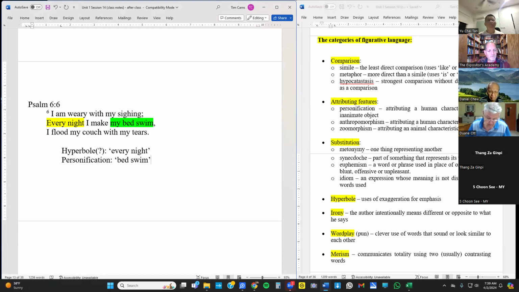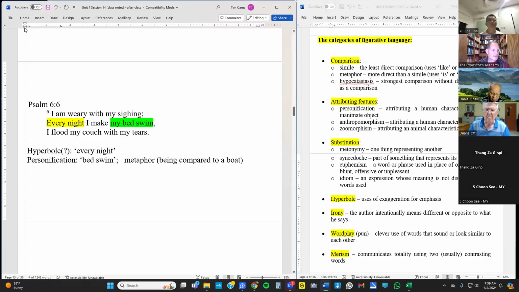Yeah, because beds don't swim. But notice though, the idea of the bed floating. It could also be just the metaphor, a bed being compared to a boat. Because swim can mean a person that's actually swimming or just something that's in the water. So it could be either one of those.